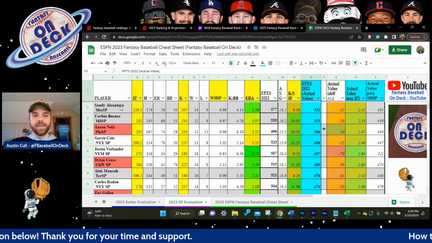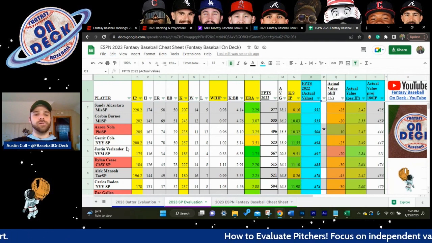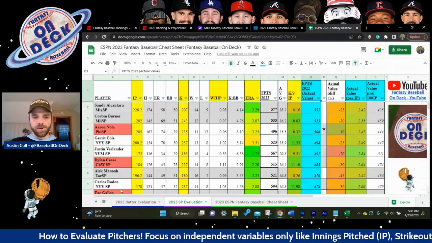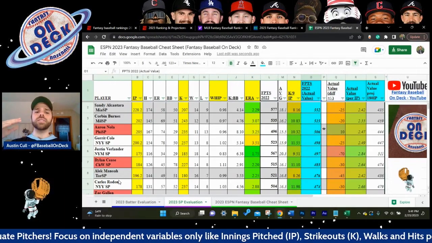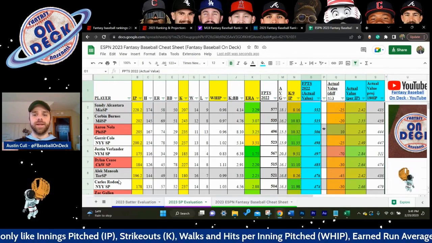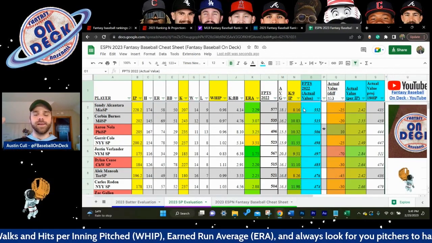So it's now Sandy Alcantara, Corbin Burnes, Aaron Nola made a huge jump. Gerrit Cole, Justin Verlander, Dylan Cease made a big jump. Alek Manoah, Carlos Rodón, Zac Gallen, and so on. This is the space I'm going to focus in the most, but I will go ahead and cover the other columns just to get that out of the way so that I'm speaking later more freely.